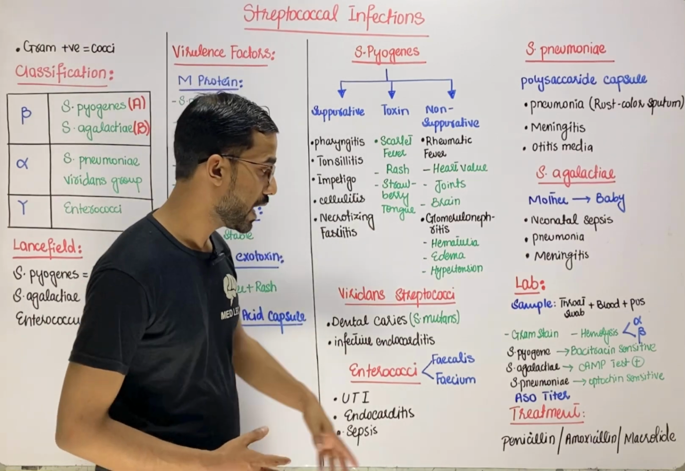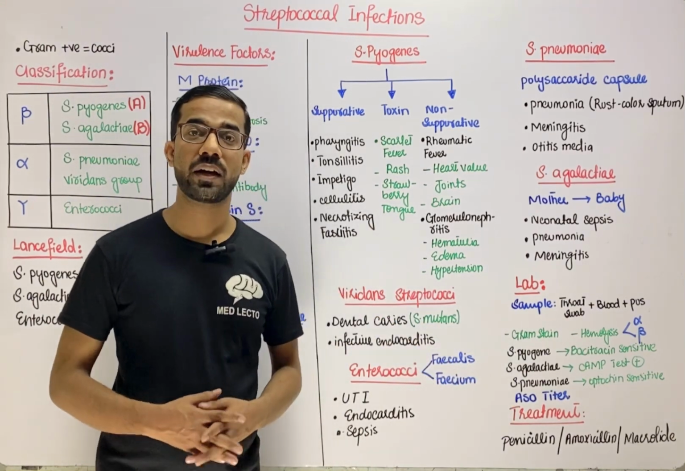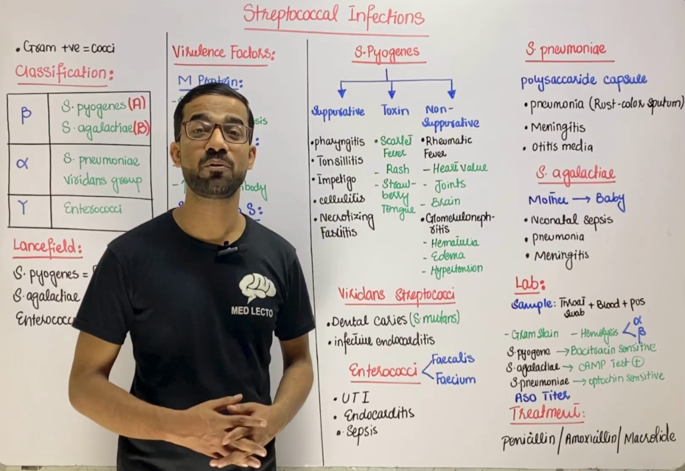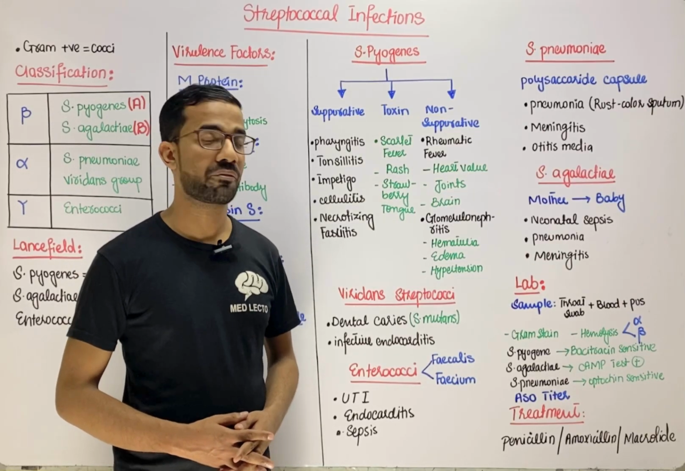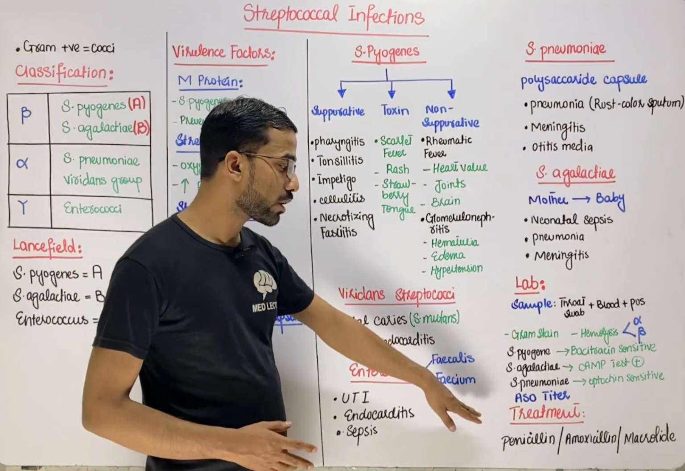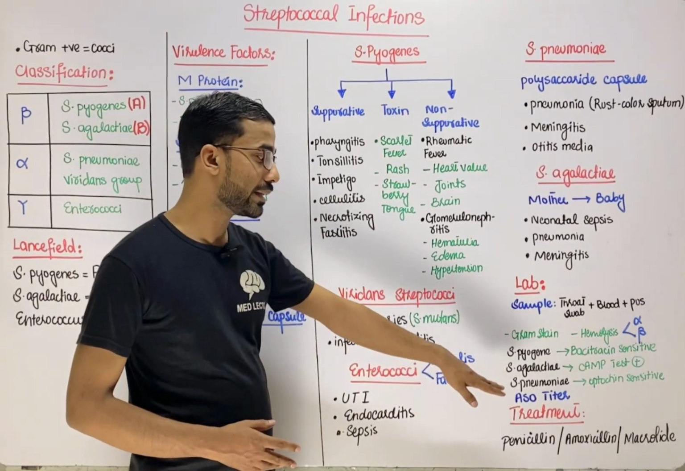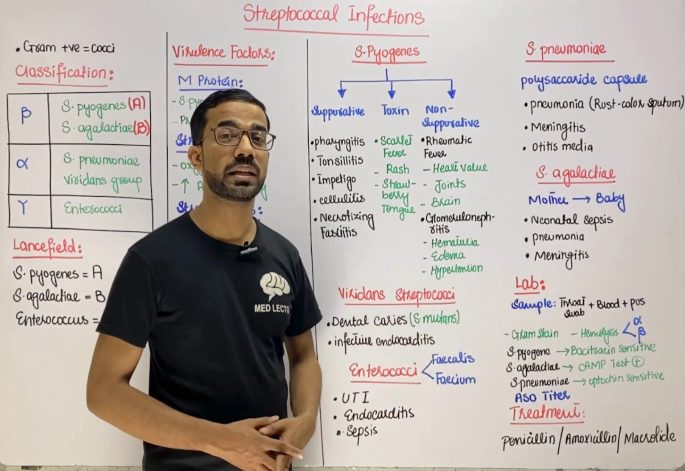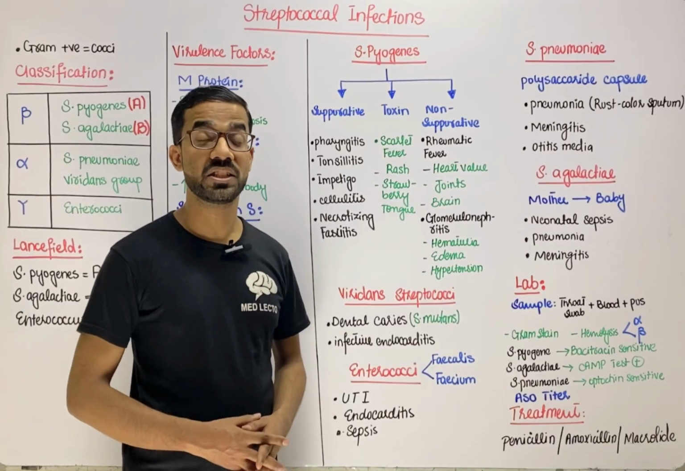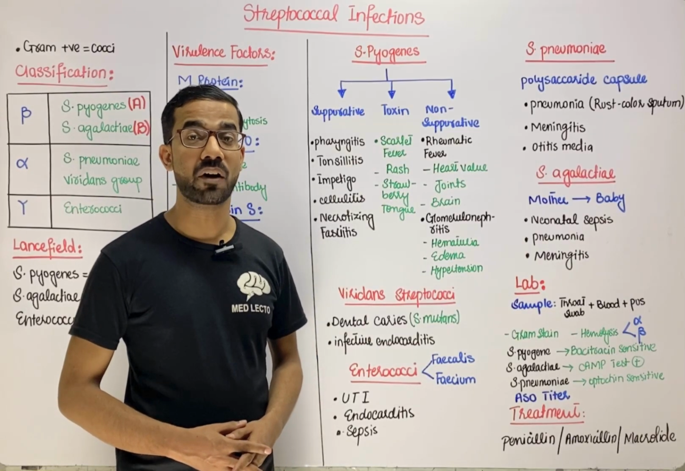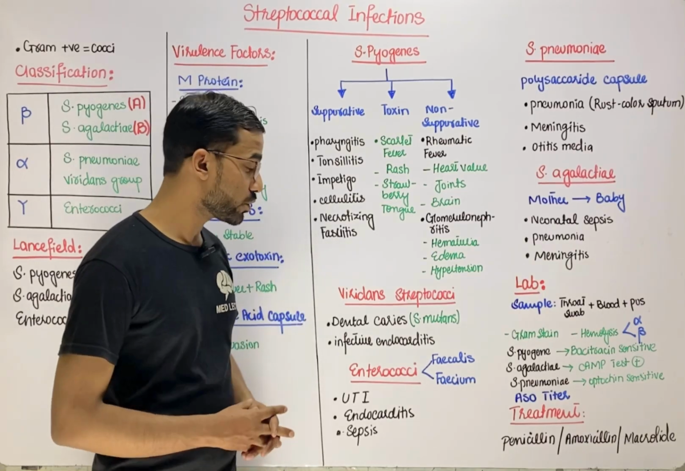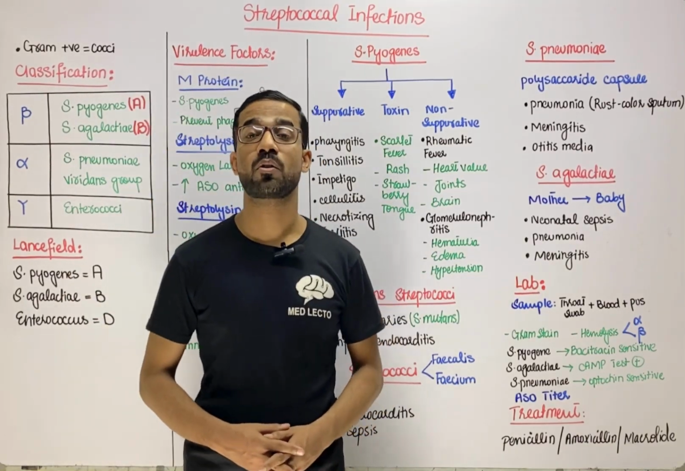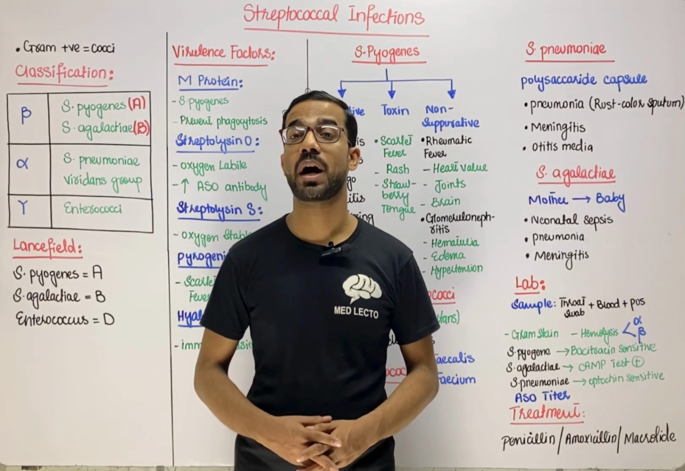ASO titer will also be seen, which is helpful in the diagnosis of rheumatic fever and glomerulonephritis. And in the treatment, you can go towards penicillin, amoxicillin and macrolides, but the important thing is that the decision of the antibiotics will be made after the sensitivity test given by your laboratory. So this is all about streptococcal infection.